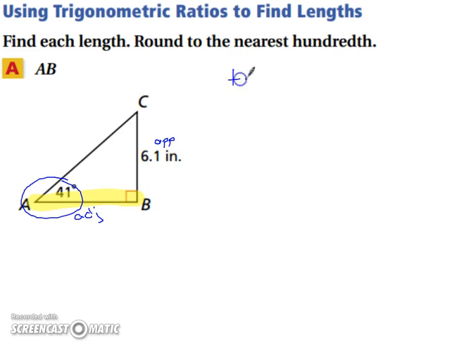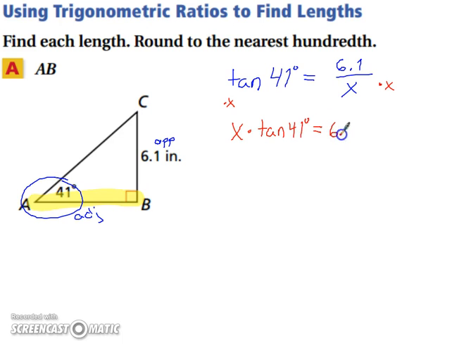So, you're going to take the tangent of 41 degrees, which has to equal your opposite, which is 6.1, over your unknown. You want to solve for your unknown. So you would multiply both sides by x since it's in the bottom of the fraction. So now you have x times the tangent of 41 degrees equaling 6.1.